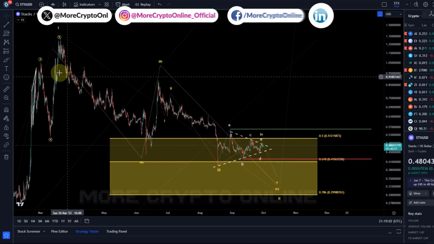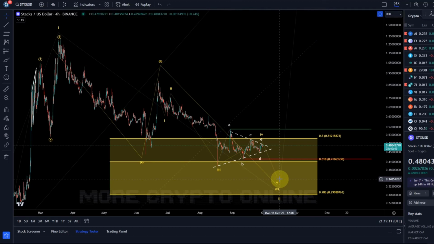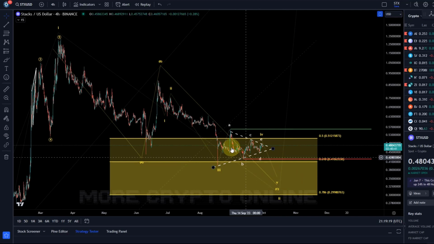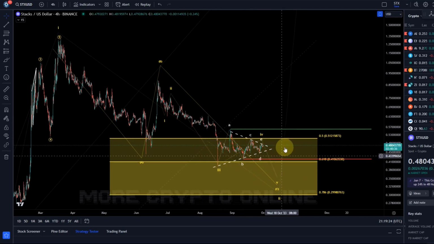STX is in a potential 1-2 setup. As we said before, it's been a while since we last covered it. But anyway, it hasn't moved that much and it's still in this yellow support area, and it has moved within potentially a sideways triangle. Okay, so it's not doing anything that we didn't expect.